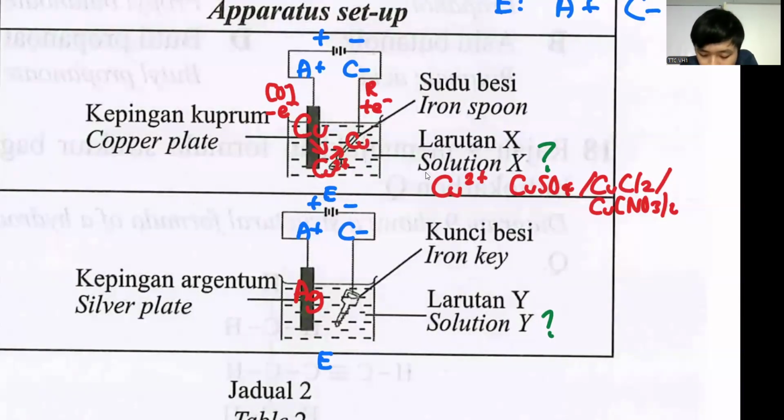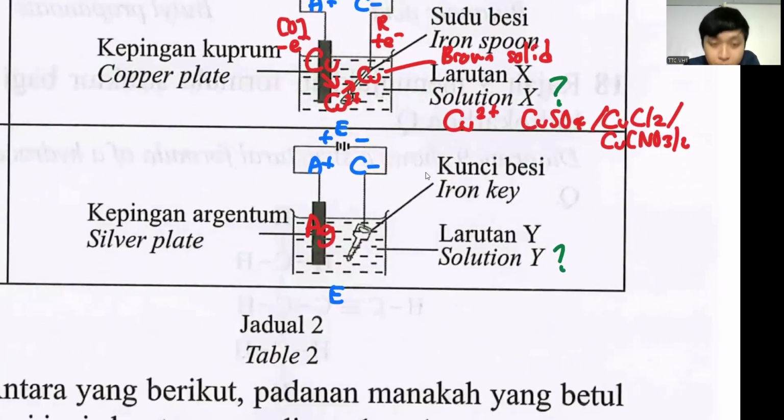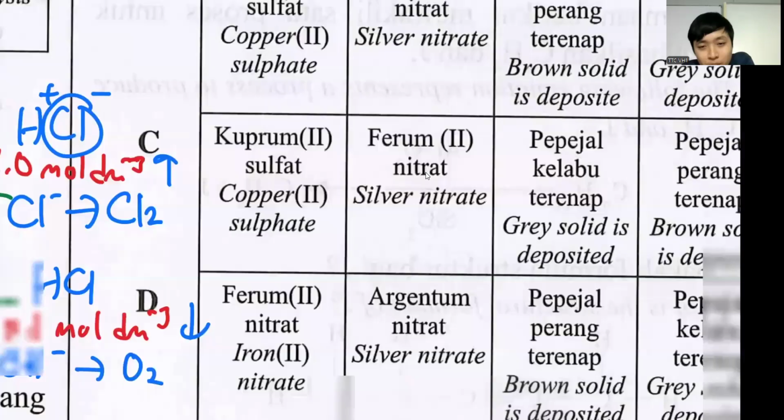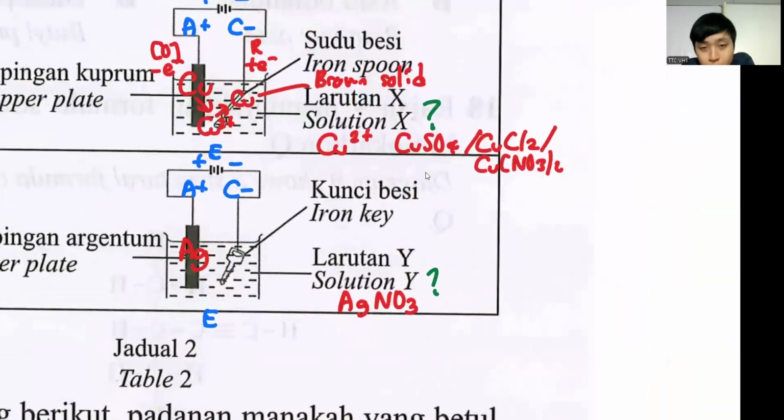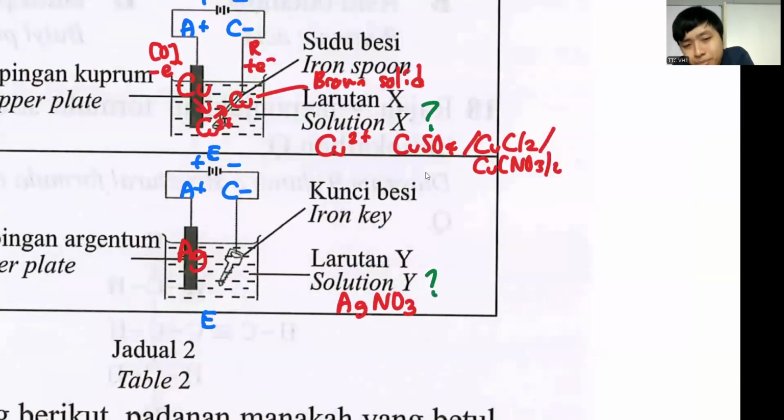What about the cathode? This is the cathode, right? So you know this is a brown solid deposited. So very simple. If it is silver, then your solution is supposed to be silver nitrate, not iron. We don't care about iron nitrate, no such thing. Sometimes they give you iron nitrate as an option, but they don't care. Either it should be copper nitrate or silver nitrate.